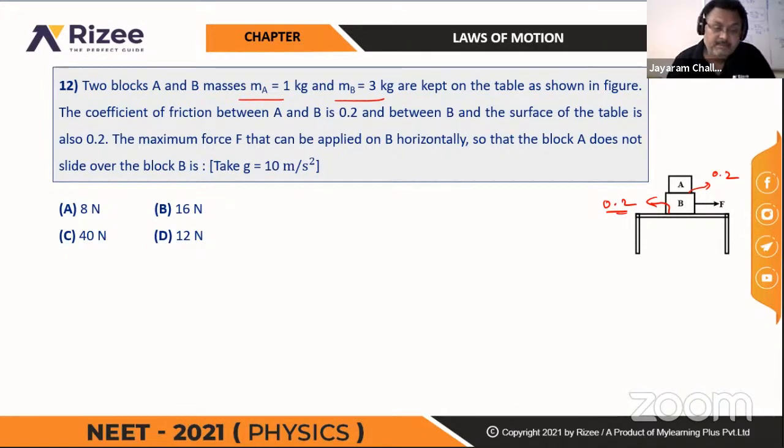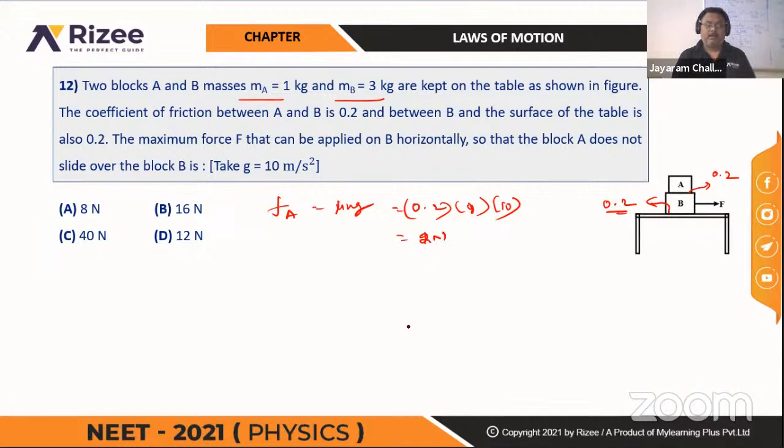So for this to happen, what should be the condition? The frictional force between A and B, f_A, is equal to mu mg. What is the mu value? It is 0.2 into the mass, which is 1 kg here, and the g value is going to be 10. So this is going to be 2 newtons, your frictional force between A and B. And the maximum acceleration it can attain is also 2 meters per second square. This is your maximum acceleration.